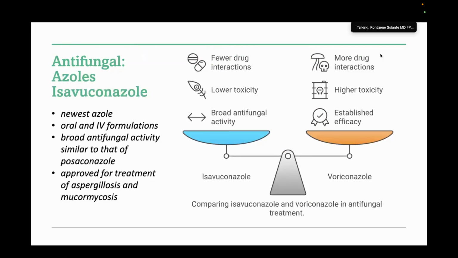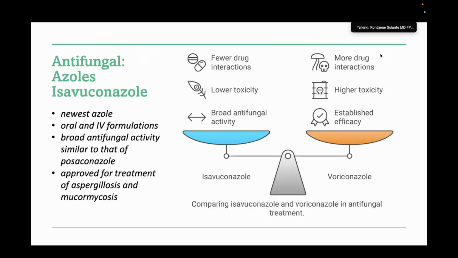posaconazole. Now, the newest among the azoles is your isavuconazole. Okay, so isavuconazole also comes with an oral and IV formulation. Now, what is the advantage of your isavuconazole? This is now the approved treatment for aspergillosis and mucormycosis.